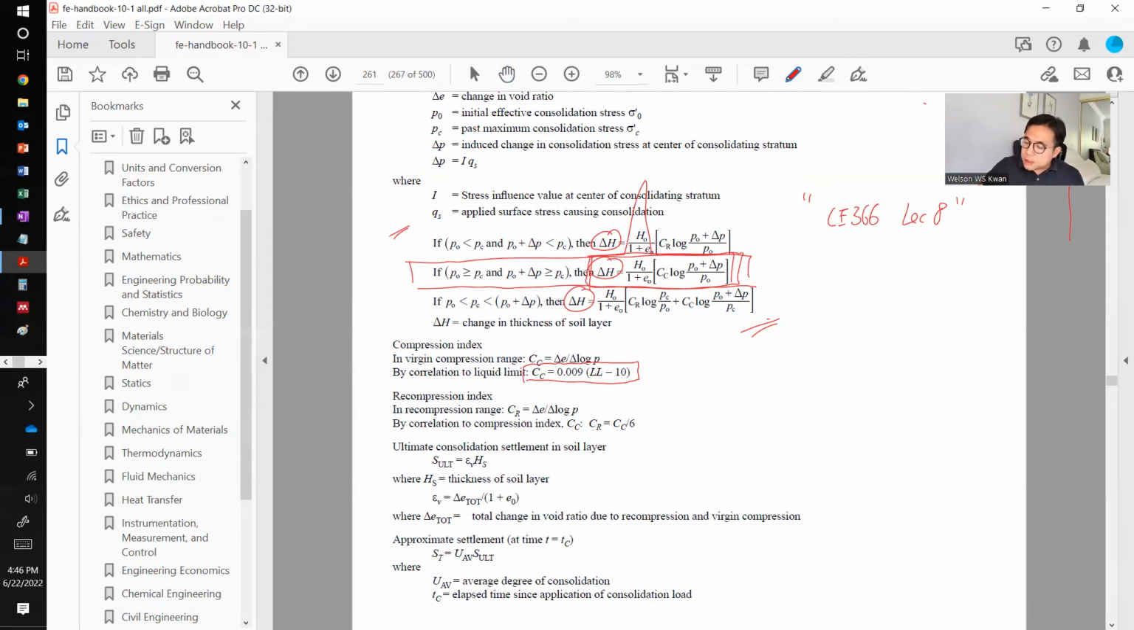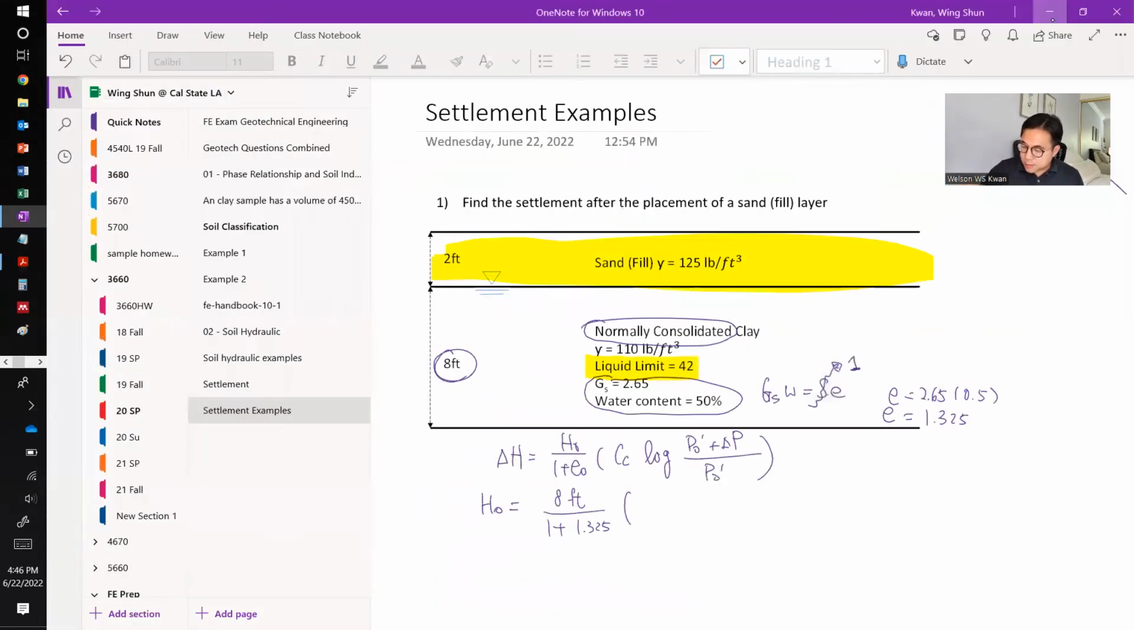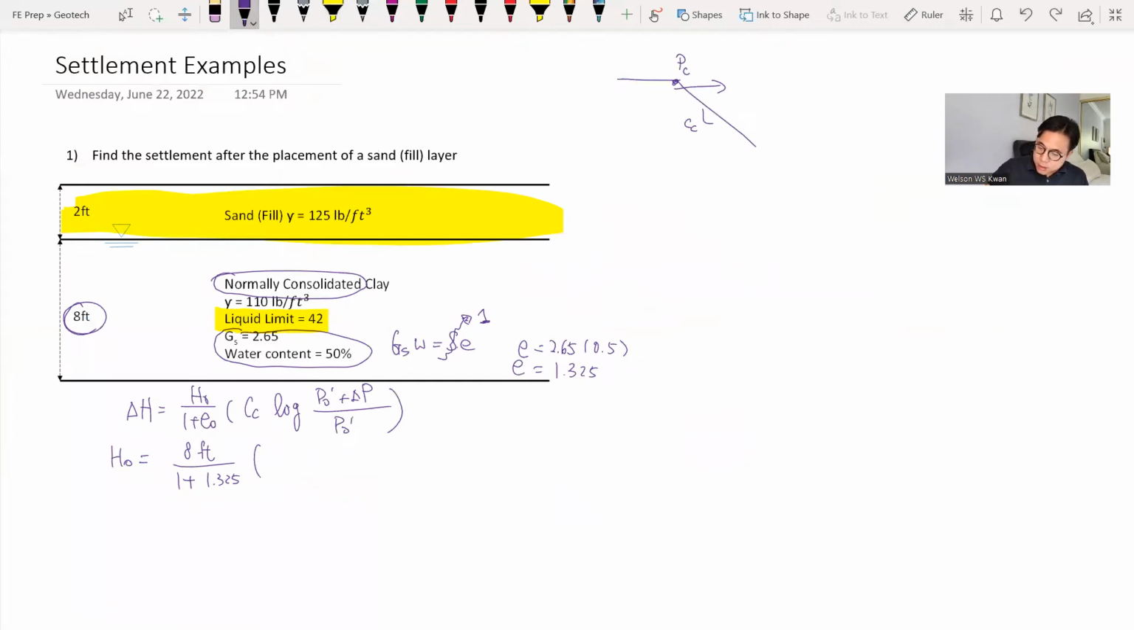You need these equations to correlate the liquid limit with the compression index, which you need for your settlement analysis. For this case, C sub C we can calculate based on the liquid limit. C sub C is equal to 0.009 times the liquid limit minus 10. Again, this equation is strictly from the FE manual. We plug in the liquid limit, which is 42, and we can solve for C sub C equals 0.288.